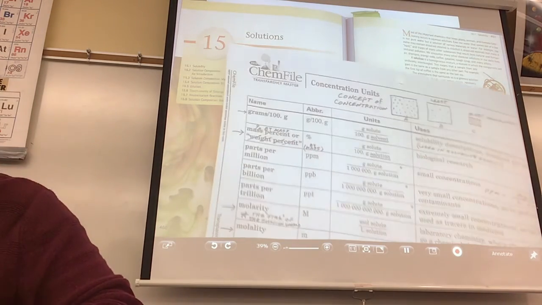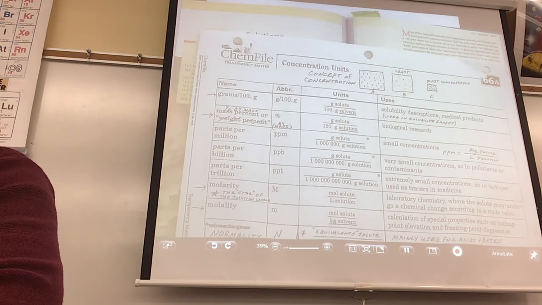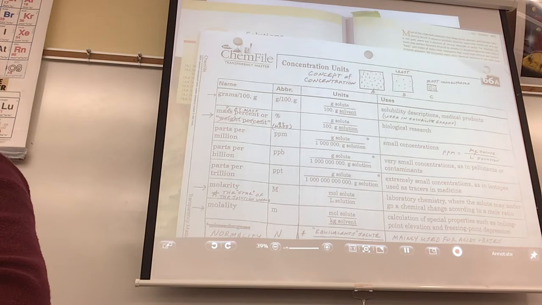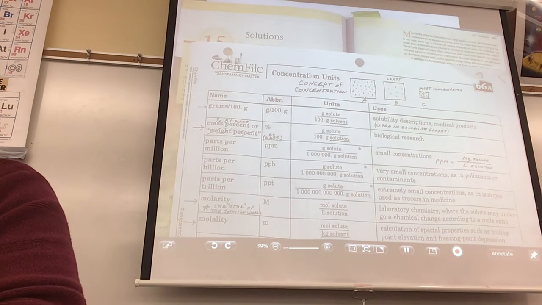Now, I'm going to show you something here. I have some good and bad news for you. This page right here, the good news is that I will teach you about solutions, but the bad news is that when it comes to concentration, you have to be a little bit smarter than the average person, okay? And I'll show you what I'm talking about.